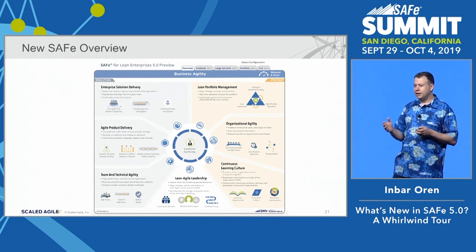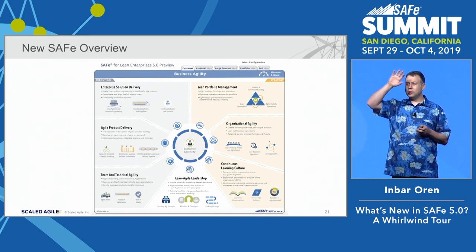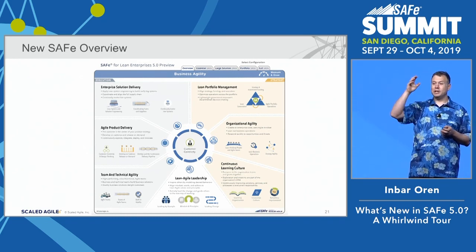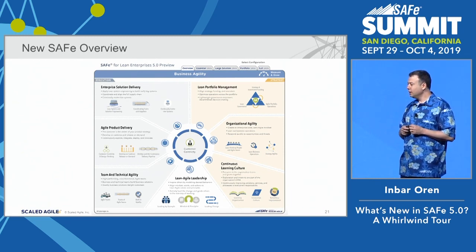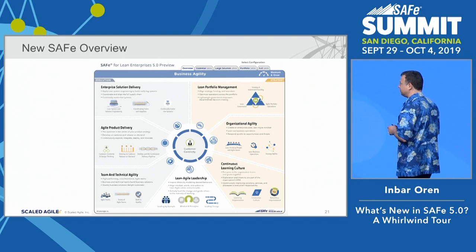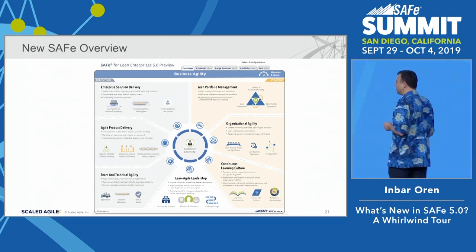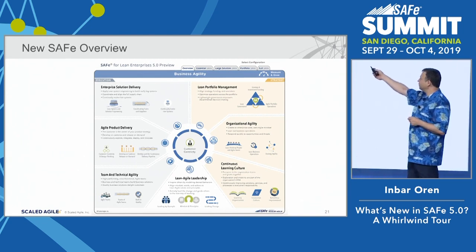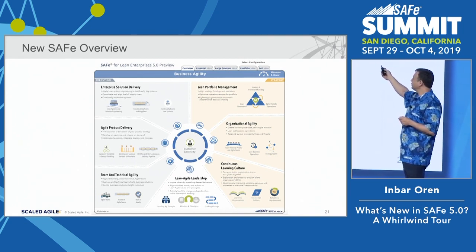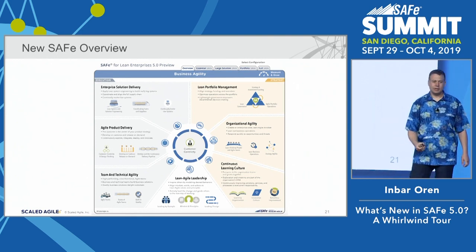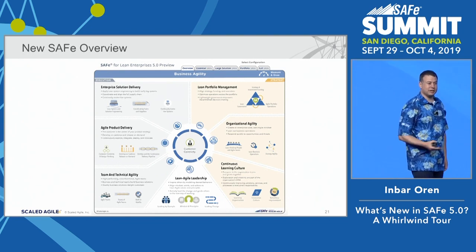If you remember yesterday, Dean took us through each one of the competencies, and each one had a really big graphic showing the 3 dimensions of it. I'm going to take you through some of that today as well. The same graphics appear here. So now I have a 1-page where I can take somebody through team and technical agility, agile product delivery, enterprise solution delivery, lean portfolio management, organizational agility, continuous learning culture, and end with leadership. And I can start with leadership and end with leadership.